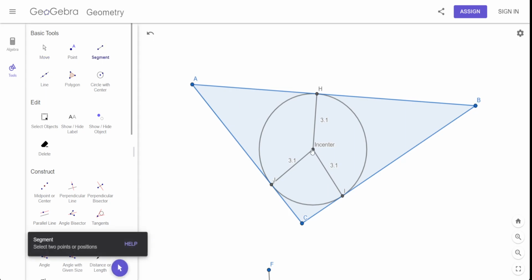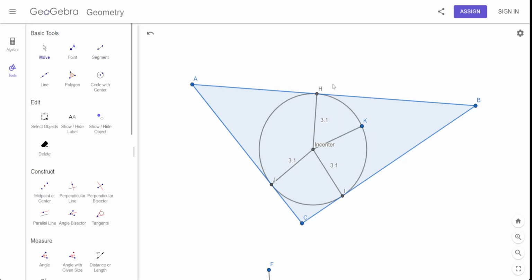Watch. If I go from the incenter to here, what do you think the length of that's going to be? It should be 3.1 if I don't move it, right? Boom, click it. Sure enough. I could do that 100 times, couldn't I? I could do it 1,000 times. I could do it 1,000,000 times. I'm not going to. I will do it 4 times and that's it. Okay, so that's all we have.